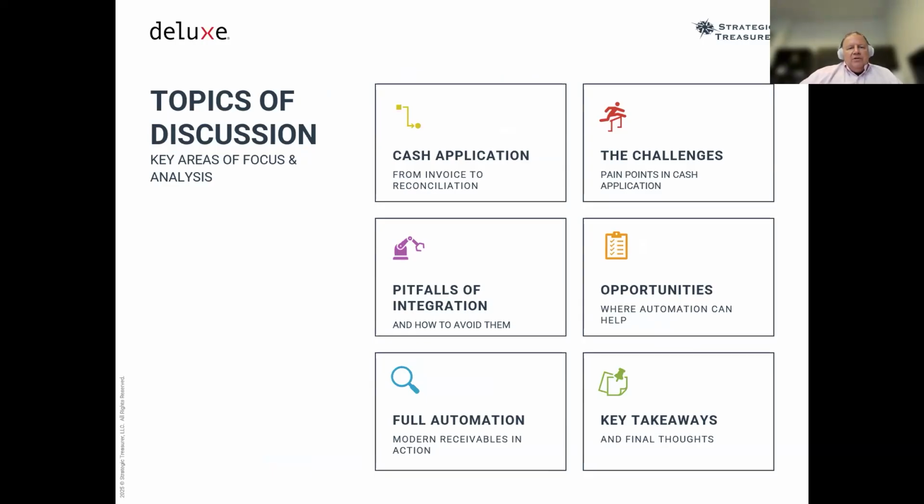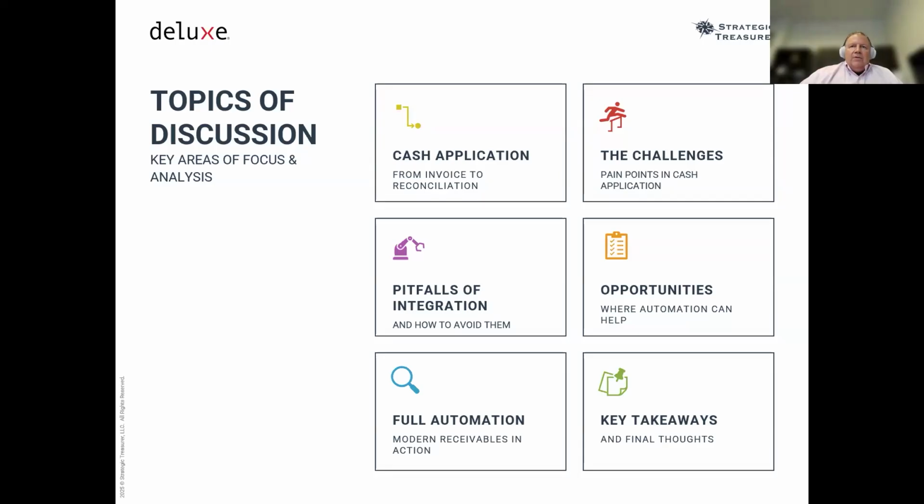We'll move over to challenges. What are some of the pain points of cash application? There's a number of steps, and information can be lost partway through the process. Then we'll move over to pitfalls of integration. The idea of manual processes having to be automated. Whenever things are manual, moving to automated, there's always a handoff and a challenge. And those represent some of the pitfalls of integration.